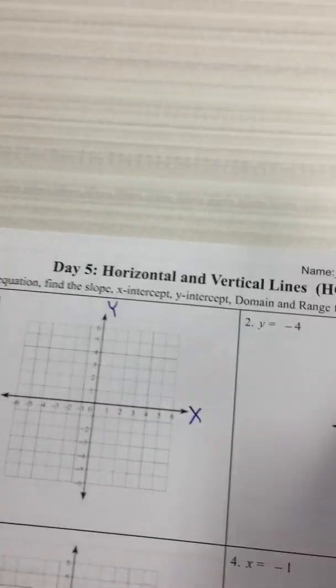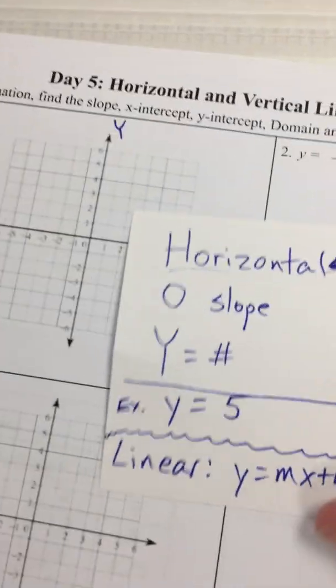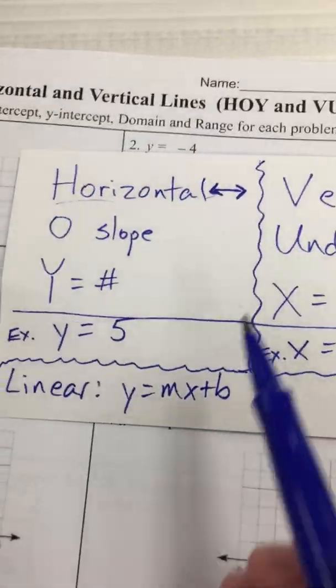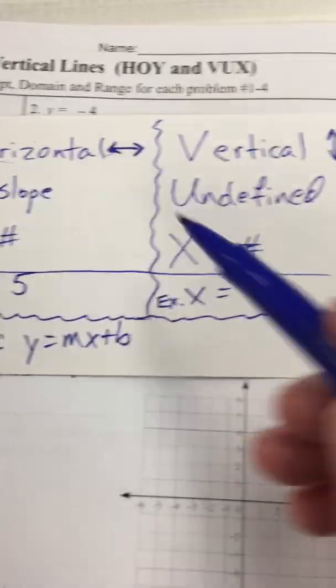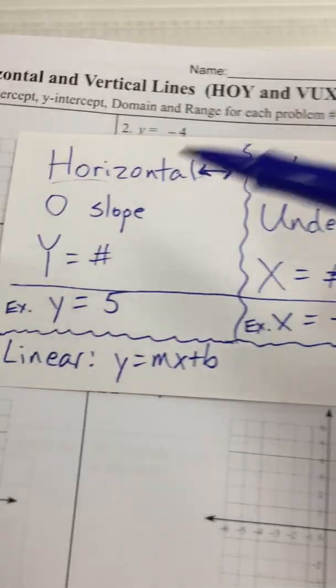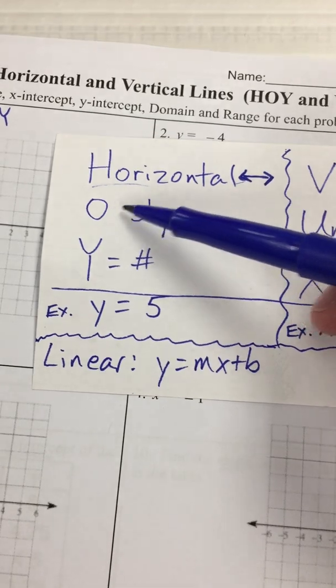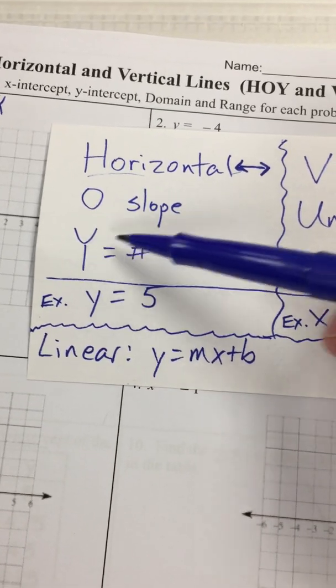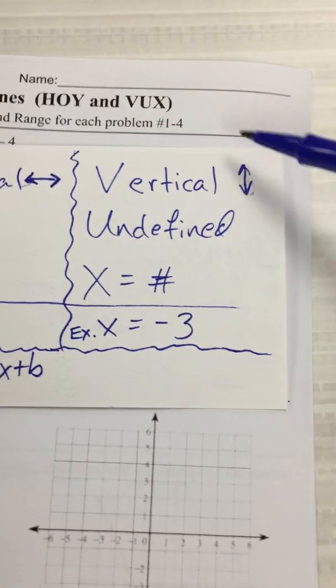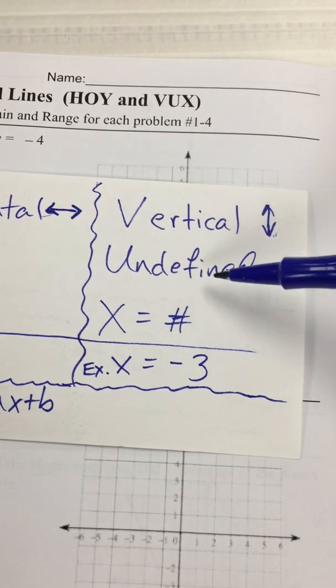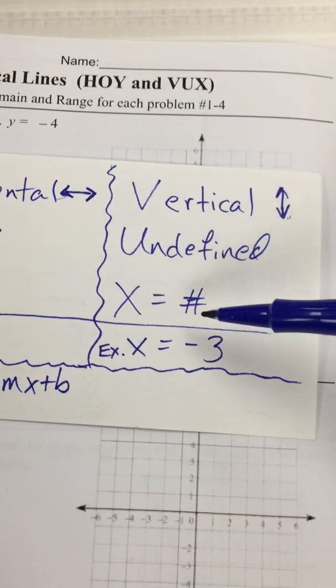So let me turn this back over to this side. So here's my horizontal line. Horizontal lines are going to be flat like this. Vertical lines go up and down. Okay, so now we know what the pieces are. The H just reminds us it's horizontal. 0 is your slope, and the equation is y equals a number. If it's a vertical line, the slope is undefined, and the equation is x equals a number.